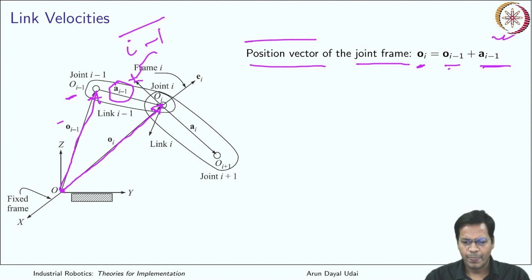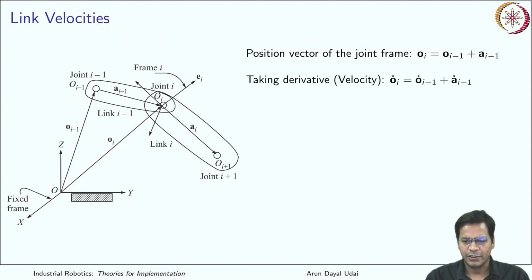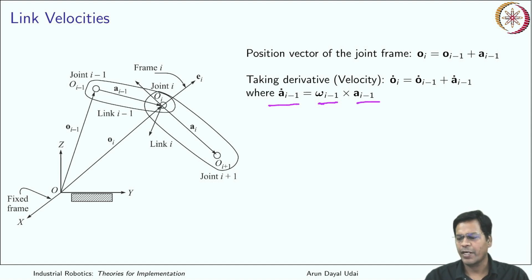Okay, now taking the derivative of this. So Oi dot is equal to Oi-1 dot, that is the velocity relation, plus Ai-1 dot. So that is the rate of change of the link length vector. Okay, Ai-1 dot is equal to omega i-1 cross Ai-1.